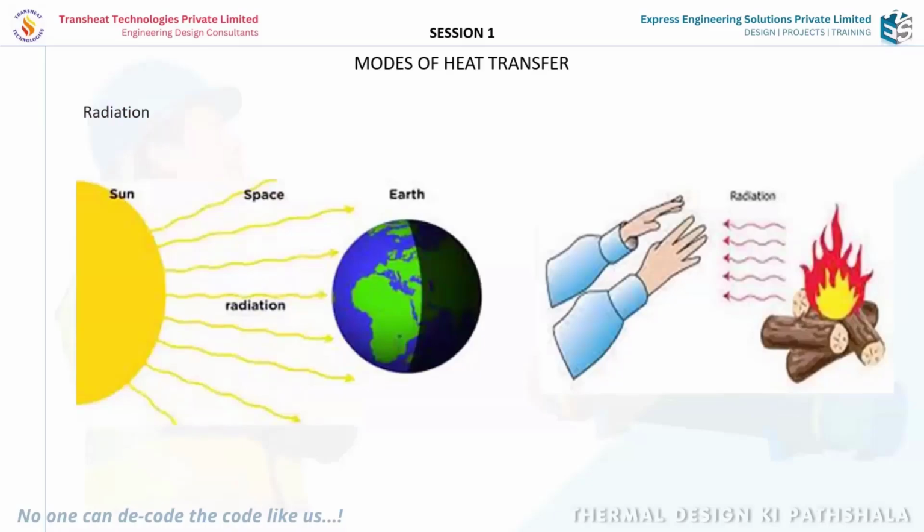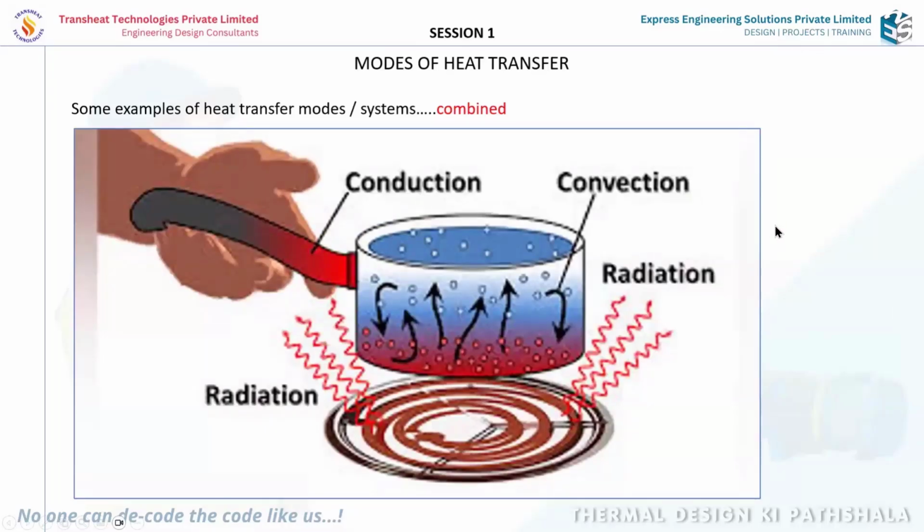Now, the examples we have seen are for each individual mode occurring, either conduction, convection, or radiation. But in everyday life, all three of them also occur together. This is the best example. You are heating a liquid in a pan: the bottom of the vessel is heated up by seeing the flame. That is radiation. Within the walls of the pan, you have conduction. And within the liquid inside the pan, you have convective currents setting up.